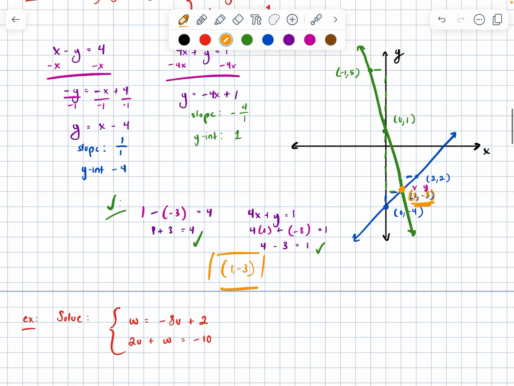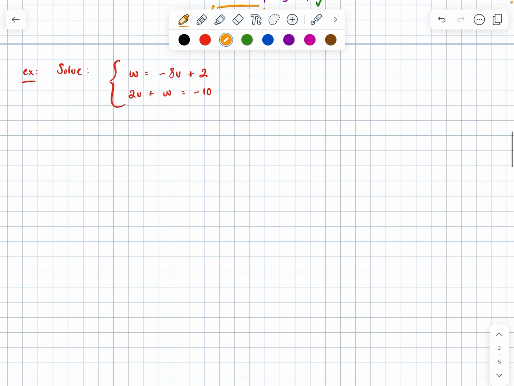Very nice. From here, let's do some substitution and elimination. W equals negative 8v plus 2. 2v plus w equals negative 10. If you want to pause, here's your chance.